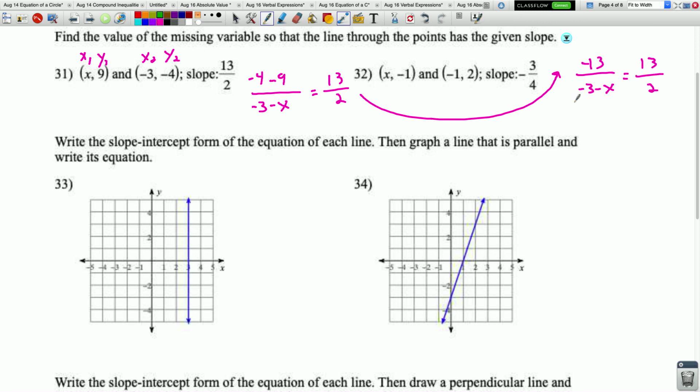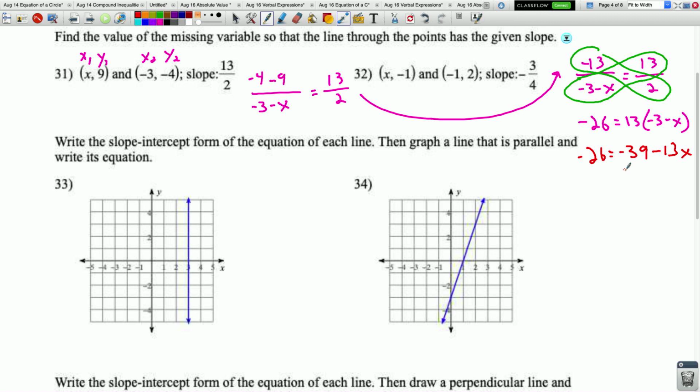And to solve these equations, we call these proportions, we cross multiply. So you can draw a circle around this, you can draw a circle around this. Cross multiply it, negative 13 times 2, that's a negative 26. And on this side, I'm not going to multiply it yet, I'm just going to write it out as 13 times the quantity negative 3 minus x. Distribute that 13, we get negative 26 equals negative 39 minus 13x. Add 39 to both sides.